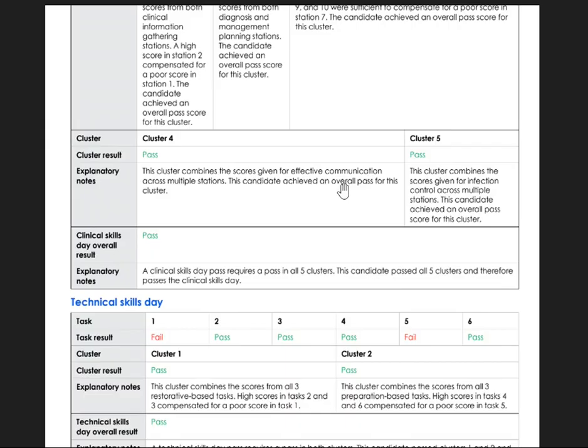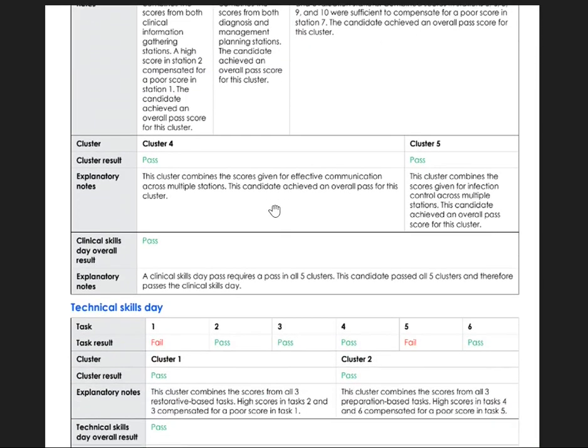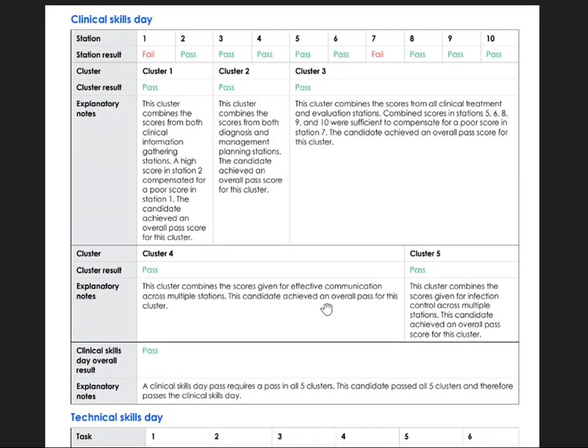Now, what is an important thing that you need to remember is that your cluster contains 2 or more stations, all right. For example, cluster 1 clinical information gathering contains 2 stations, cluster 2 diagnosis and management planning contains 2 stations, cluster 3 clinical treatment and evaluation contains 6 stations, and then you have the technical skills day. On the technical skills day, the restoration based cluster contains 3 tasks, the preparation based cluster contains 3 tasks as well. So it's not necessary to pass each and every station or task.